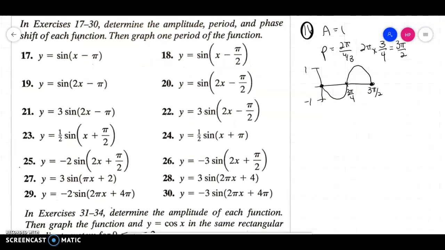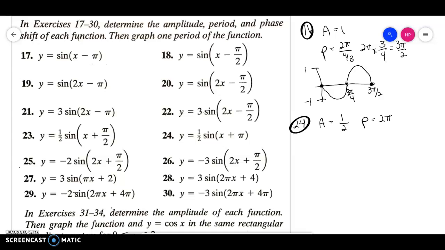So now we have a different set of directions here because not only do we have the amplitude and the period, but we're looking at a phase shift. So for 24, I actually have an amplitude of 1/2. So it's half the height that it was. My period, though, is just 2 pi. It would be over 1 because of the x that's there.